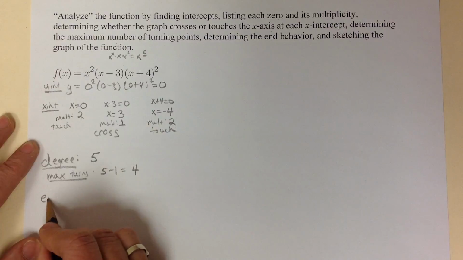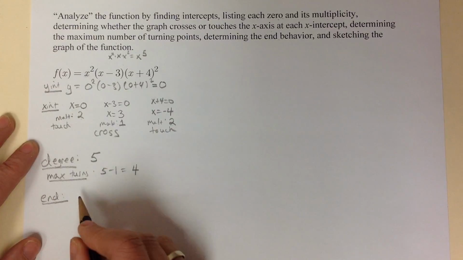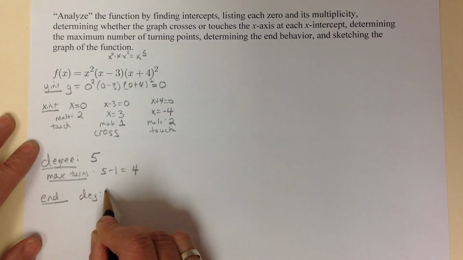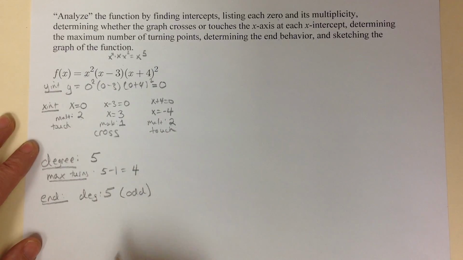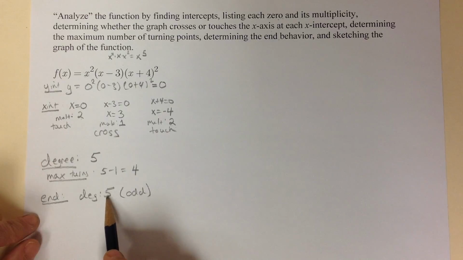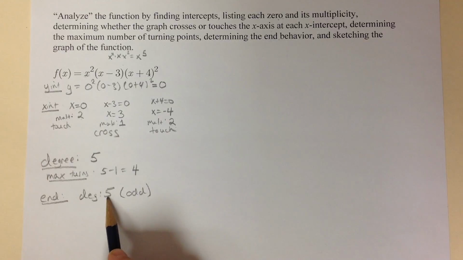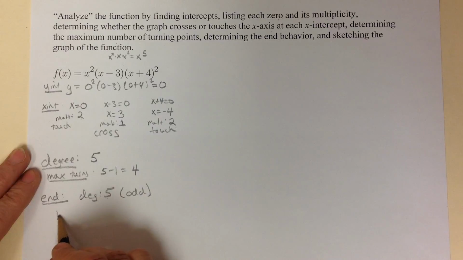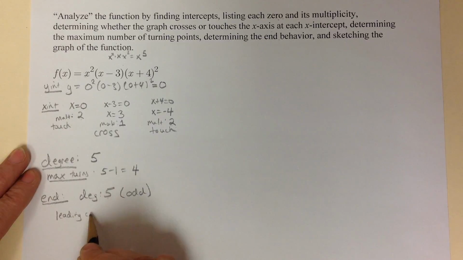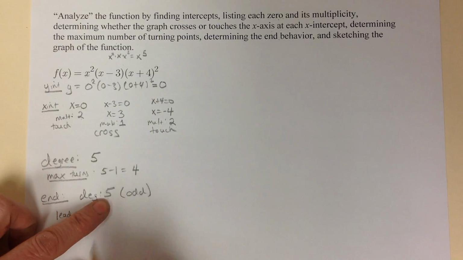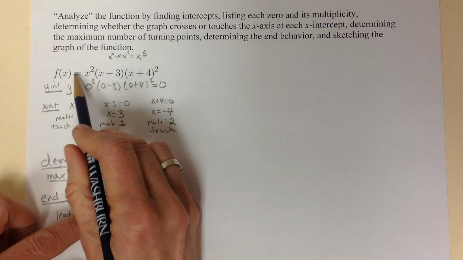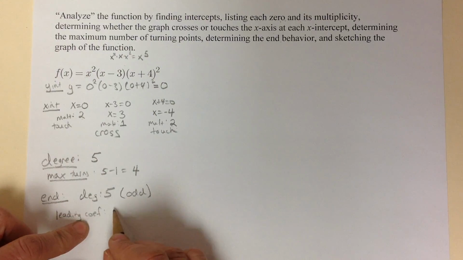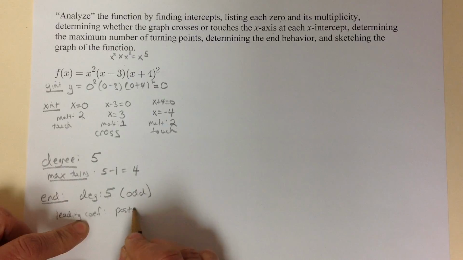Last thing to find is the end behavior. Again, that comes from the degree, which is odd. So when we're talking about end behavior, we need to think about whether the degree is even or odd. And the other thing to look at with end behavior is the leading coefficient, the number that would be in front of x to the 5th. And you don't really need to know the number itself. Here it's pretty easy to see. It's just going to be 1. The key is that this is going to be positive.